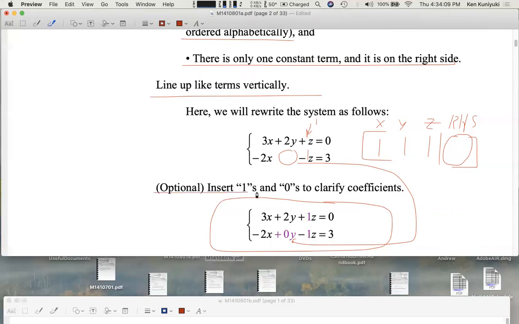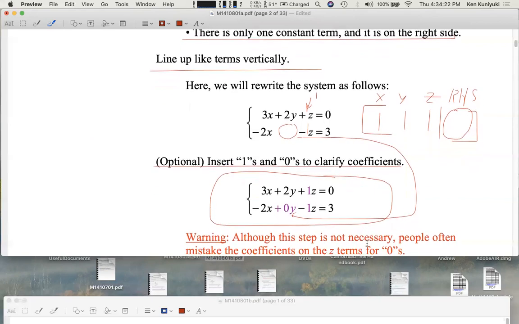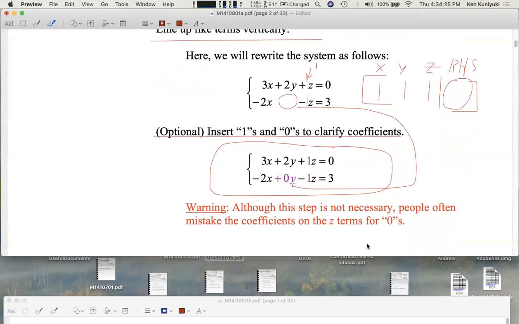So it may be a good idea, especially if you tend to grab pieces here to form your augmented matrix, to insert coefficients of plus or minus 1 and 0. It's not necessary, but as you practice on the homework, if you find that you mess up your augmented matrix without prepping the system properly, then prep it properly. Part of the challenge is knowing how much you have to prep your system in order to get the correct augmented matrix. To be safe, go all the way. Line up your like terms, put in missing coefficients and missing terms.